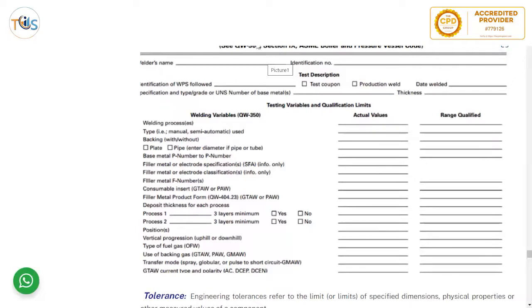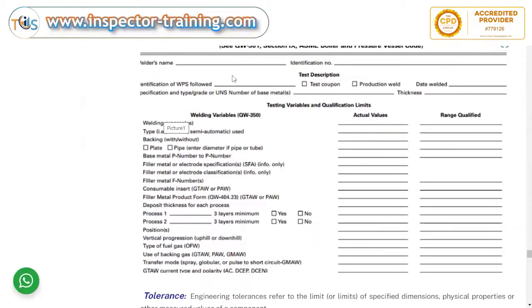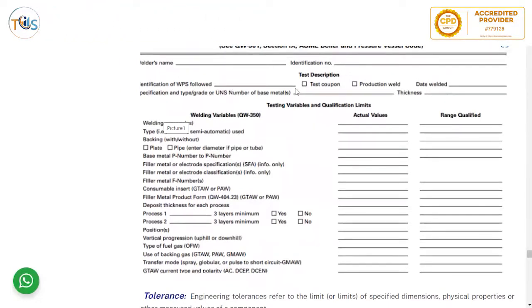So you can see here a format for welder performance qualification. There is a welder number. Every welder should have a number, and every 3 feet they should stamp their number to say who has done those joints. Then the identification number, then which WPS he has tested. Is it a test coupon or is it a production weld?